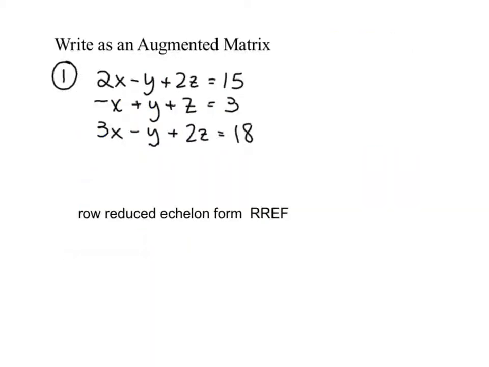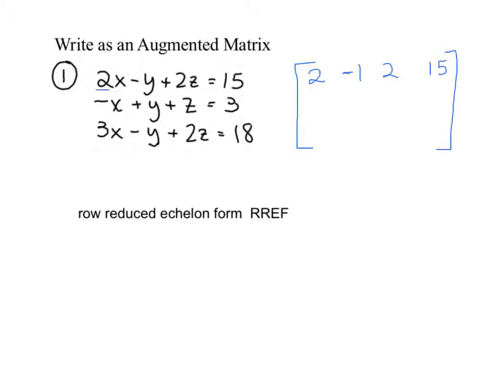Okay, so if we have three equations and three variables, we're going to do a few of these where we write them as an augmented matrix. Okay, so you can see this is 3 rows, 4 columns. And so I'm going to just write just the coefficients. So I have 2, -1, 2, and then 15. And that's the first equation.